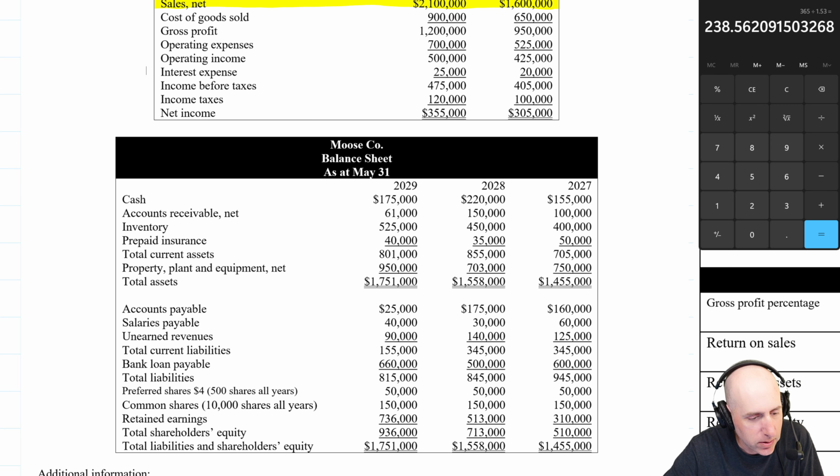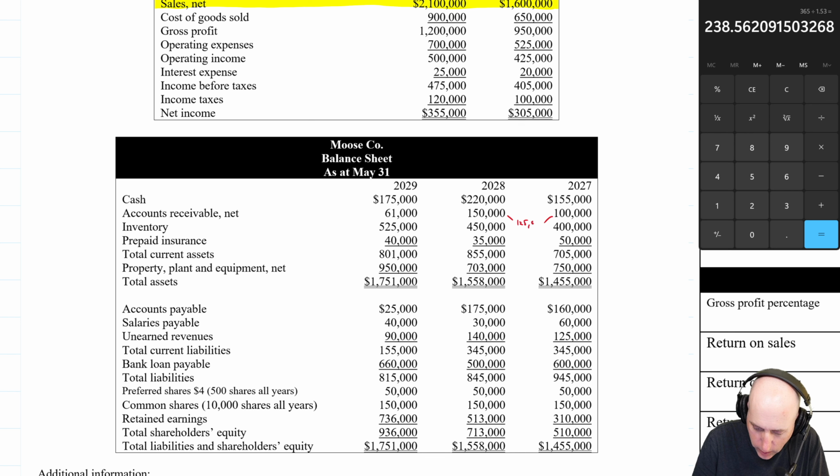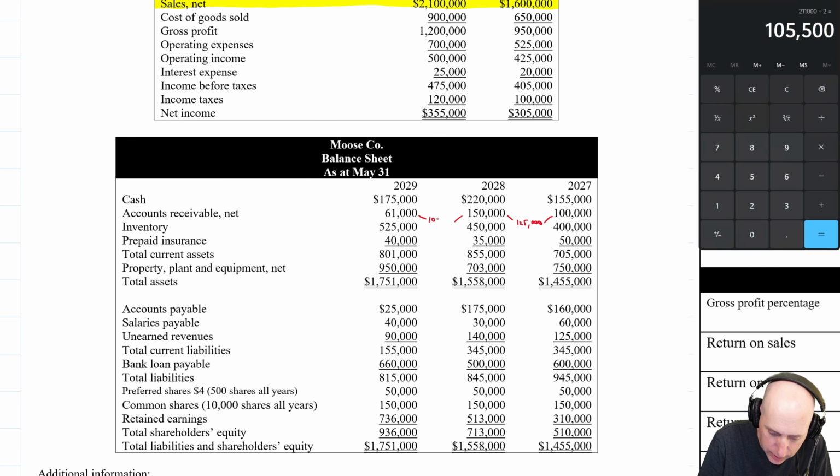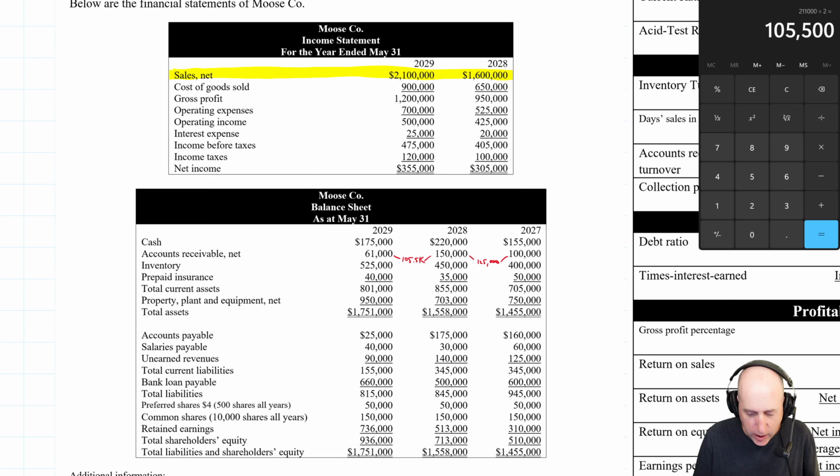How do you do average accounts receivable? Exactly what we did for inventory. You're going to average these two numbers, 150 and 100. The average there is 125. And the average between 61 and 150, 61 plus 150 divided by 2 is 105,500. I'm just going to put 105.5K. Okay, so I take the yellow number, the net sales, divided by the average net AR.